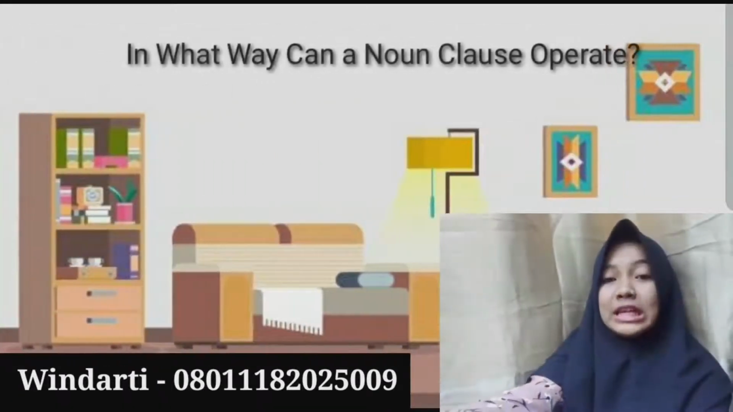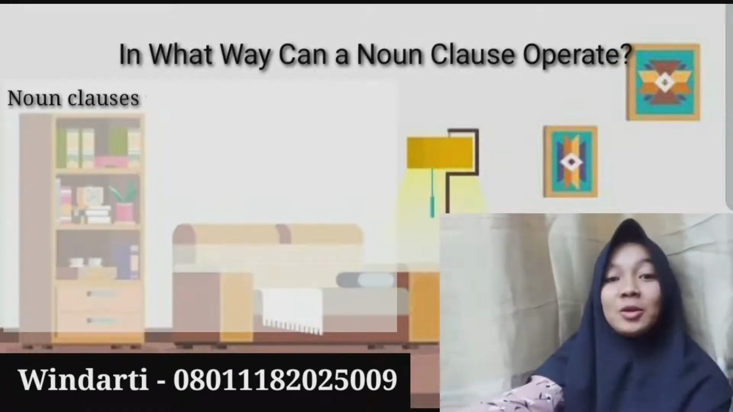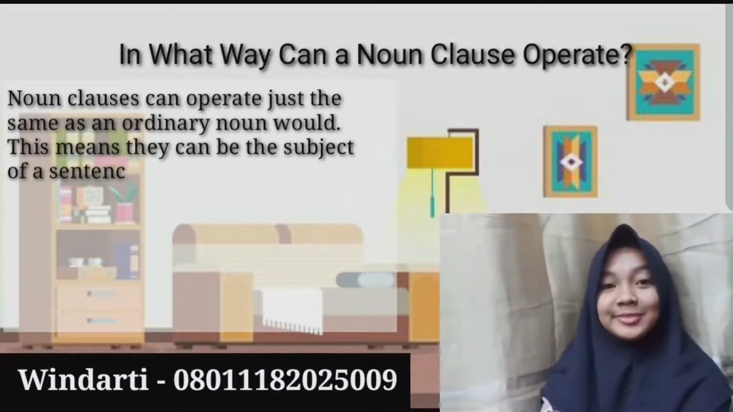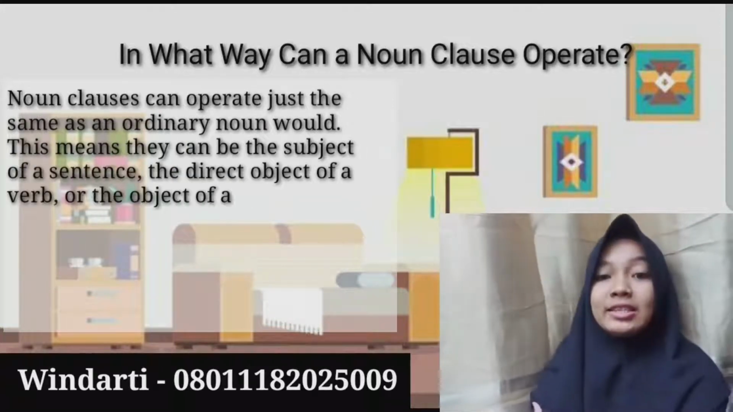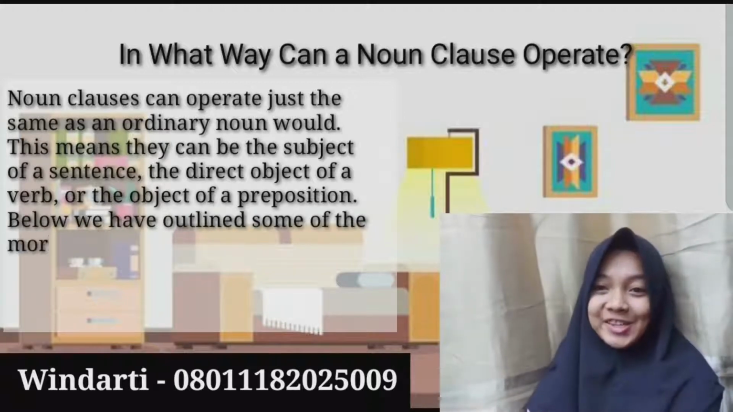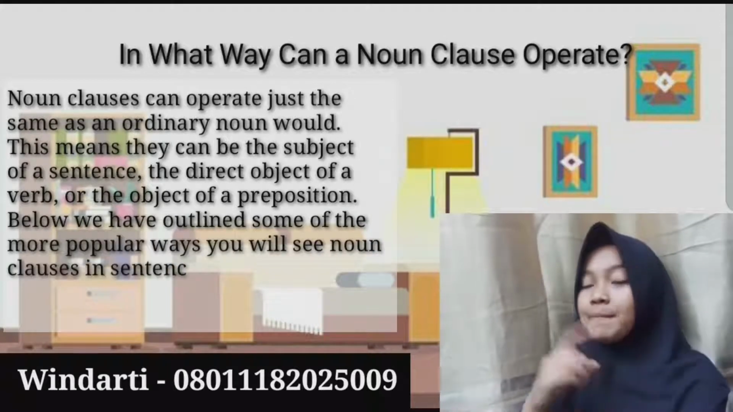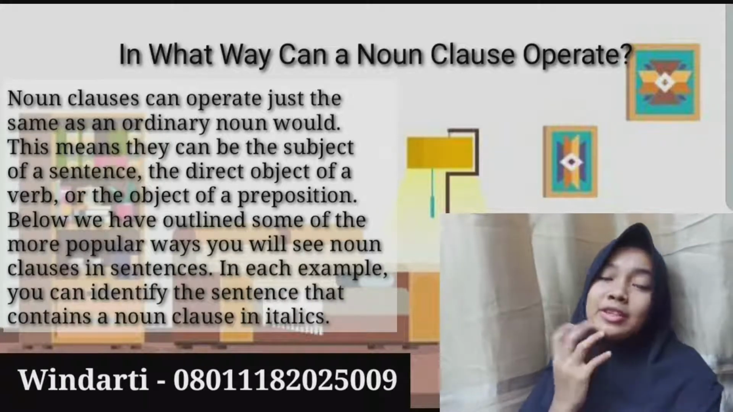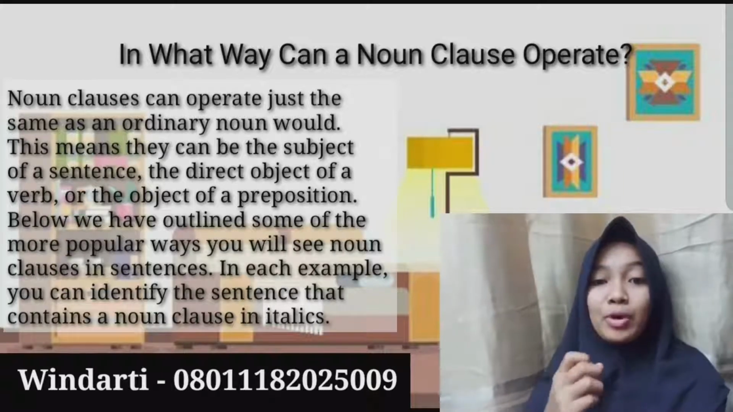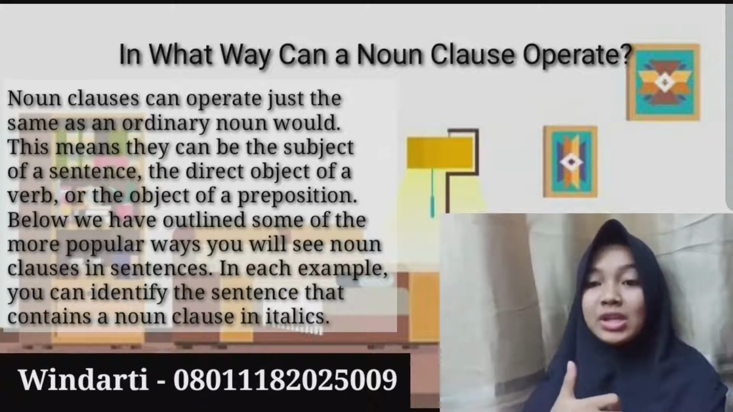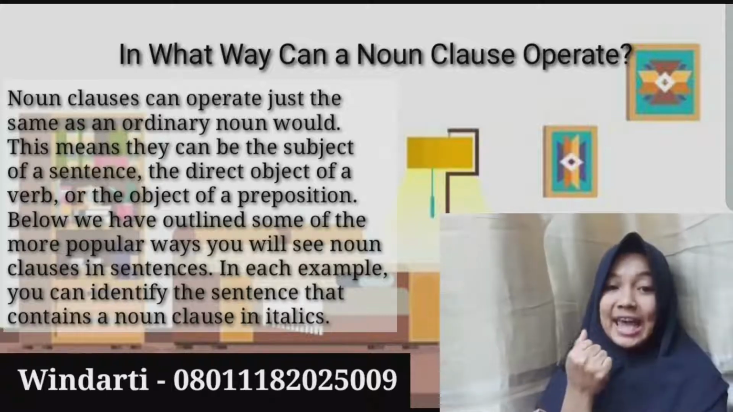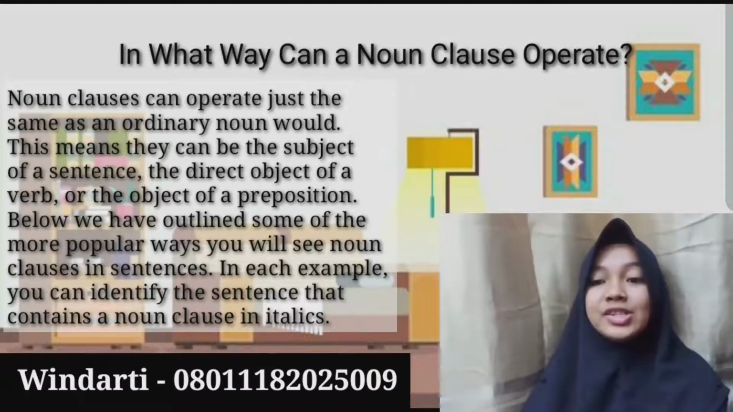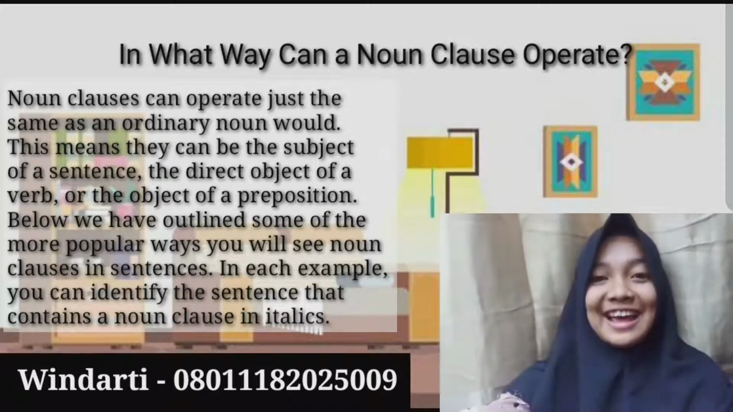In what way can a noun clause operate? A noun clause can operate just the same as an ordinary noun will. This means they can be the subject of a sentence, the direct object of a verb, or the object of a preposition. Below, we have outlined some of the more popular ways you will see noun clauses in sentences. In the examples, you can identify the sentences that contain a noun clause in italics.